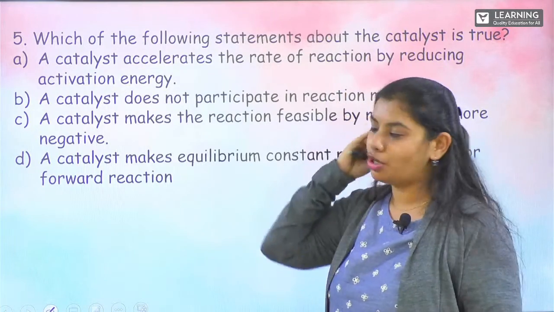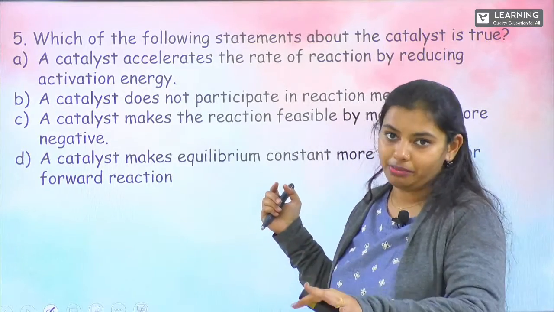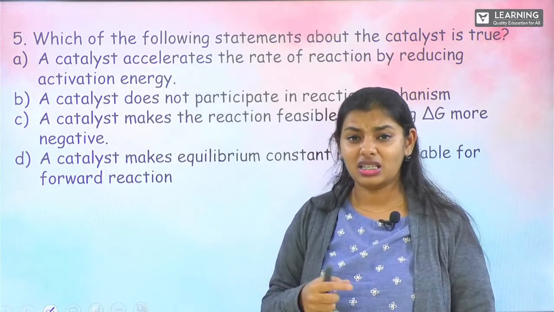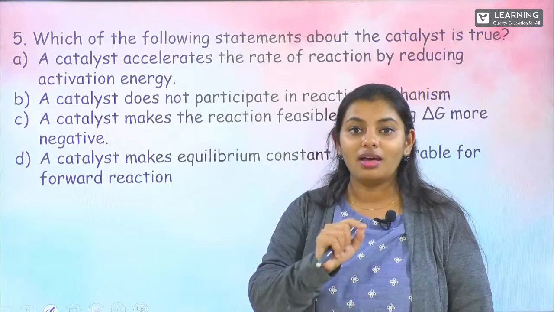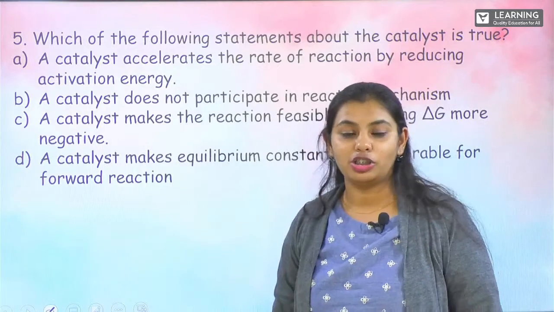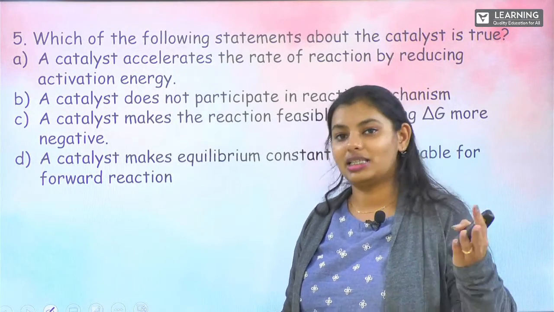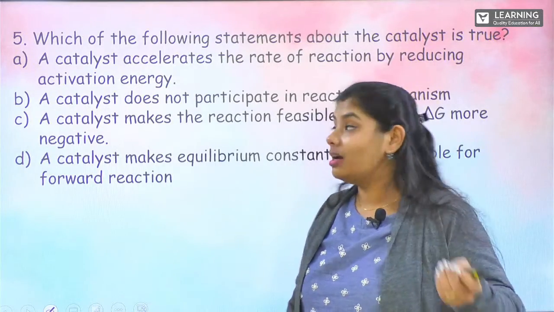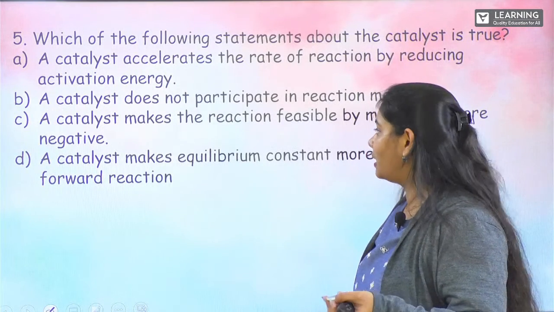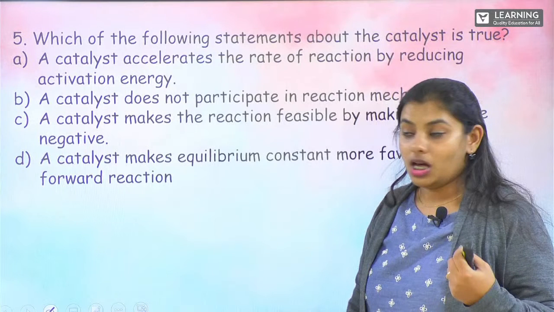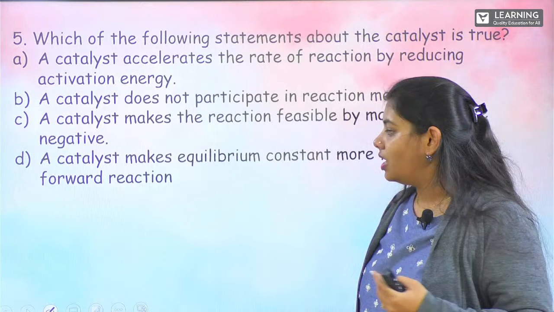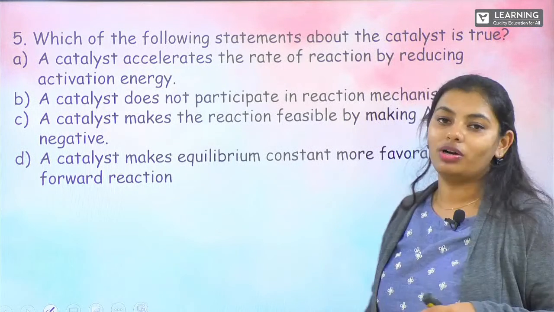This is an MCQ, the same concept we learned. Which of the following statements about the catalyst is true? They've given us a few statements and are asking which is true with respect to the effect of catalyst. A: a catalyst accelerates the rate of the reaction by reducing the activation energy, as in it increases the rate of the reaction. The second option is a catalyst does not participate in the reaction mechanism. Third, a catalyst makes the reaction feasible by making delta G more negative. A catalyst makes the equilibrium constant more favorable to the forward reaction.